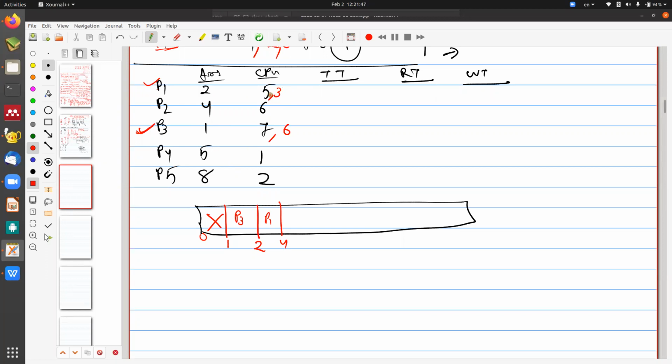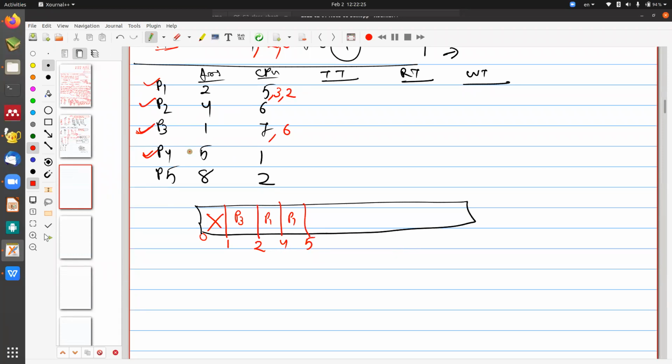Then what is the next one that has arrived? P2. So I just put a tick, meaning he has arrived. Then what is the execution time? He requires 3, the others require 6 and 6. So P3 will be executed again, until the next arrival at 5. Here 2 units, here 1 unit, 3 units gone. Out of 5, 3 units are gone, so 2 units are left.